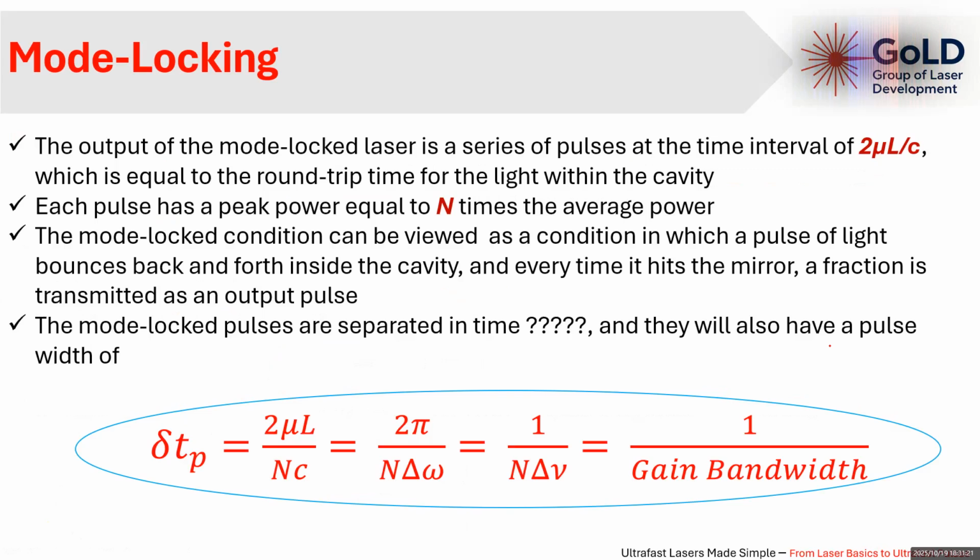There are many steps I skipped here because you need to know the concept, not the mathematical treatment. The mathematical treatment you can find in the book as well. Now, what is this equation here? We know that when the laser is mode locked, the modes are phase locked. Then at the output, we get a series of pulses.